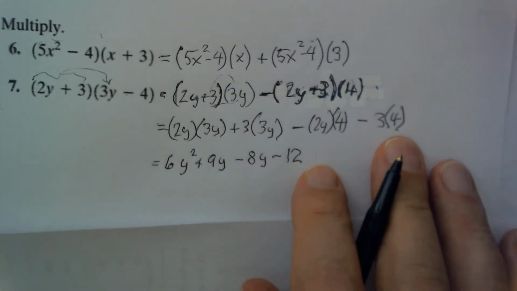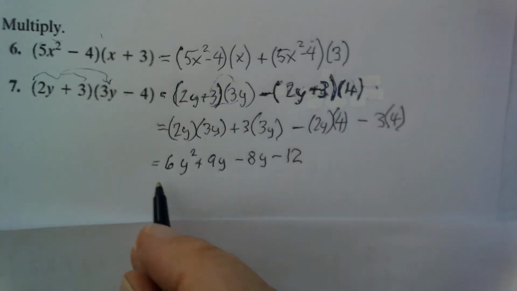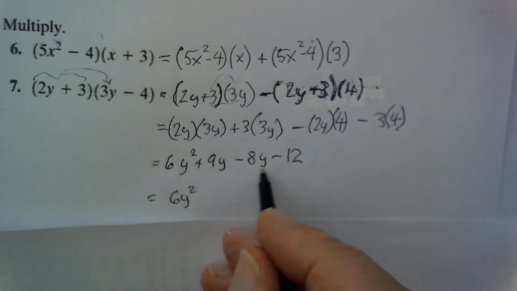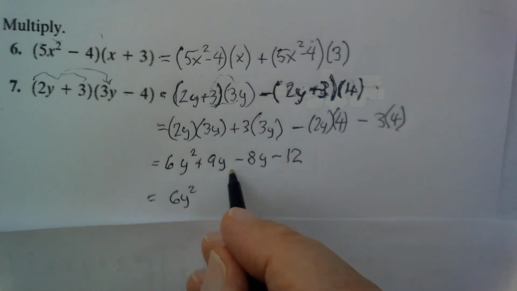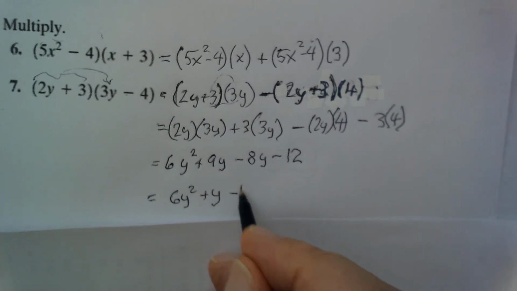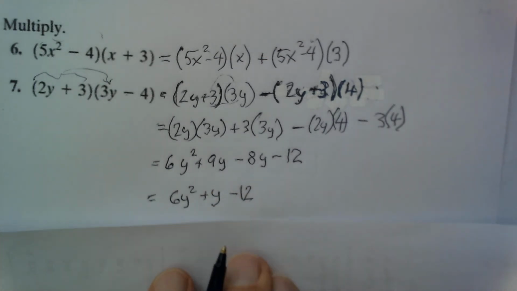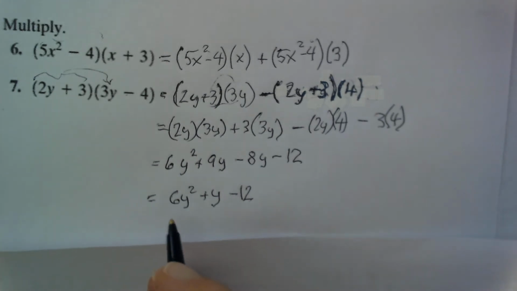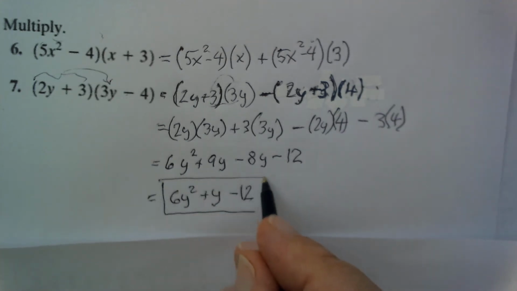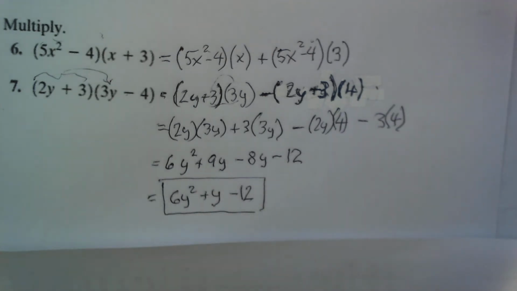And now we combine like terms, and there's only 6y squared, so only one term is y squared, but here two terms are y. So 9y minus 8y is 1y, or simply y, and then minus 12. So that would be the answer for the second exercise, 6y squared plus y minus 12.